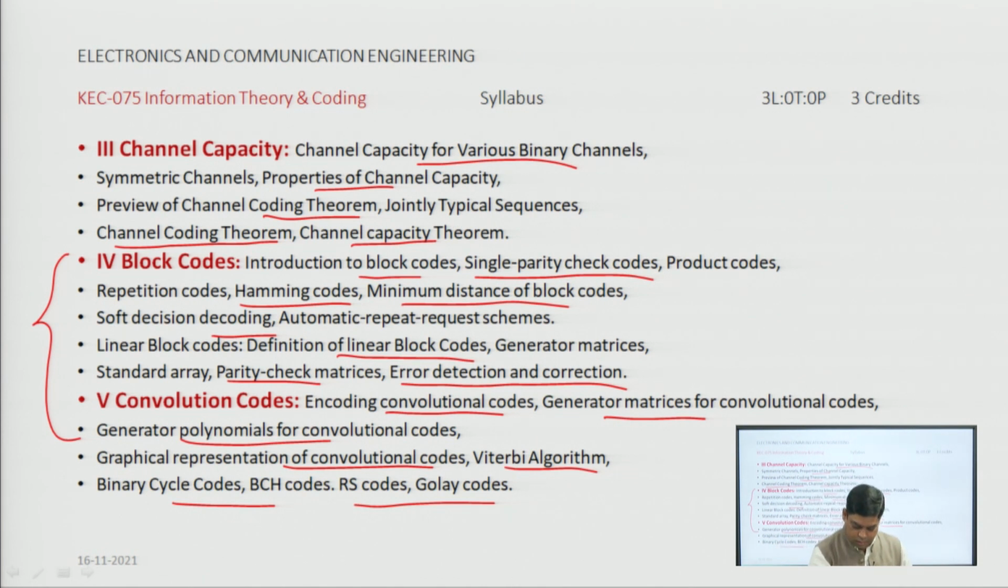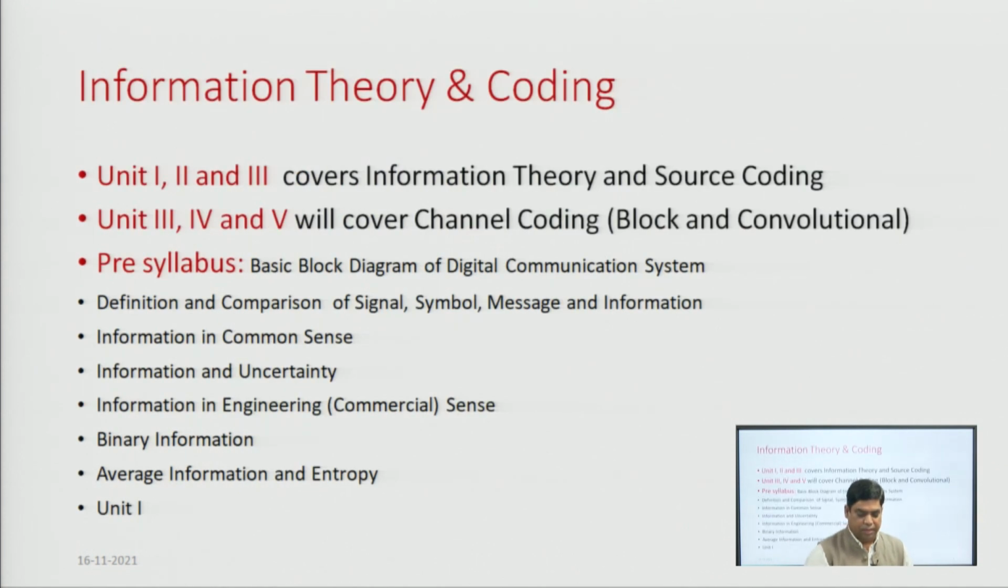Okay, this is all about the syllabus that we will cover in the coming lectures. Here we can also see that units 1, 2 and 3 cover information theory and source coding, but some part of unit 3, and units 4 and 5, will cover channel coding, block and convolutional codes, as I have discussed in the last slides.